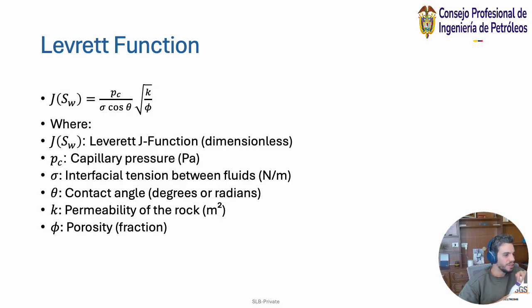All right, moving on. We have the Leverett J function. Here is also another important equation that you see a lot in reservoir fluids and petroleum engineering. This is a very powerful concept when it comes to reservoir engineering, and this function helps us normalize capillary pressure data across different rock types and fluid systems.